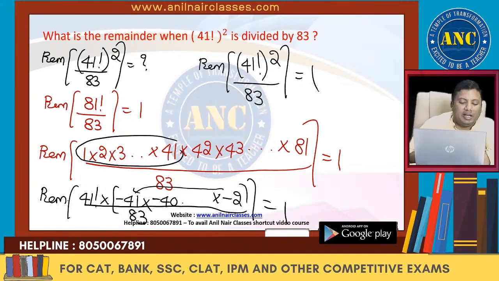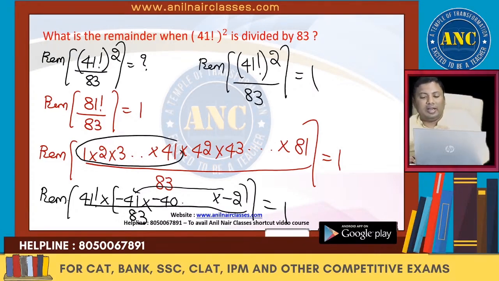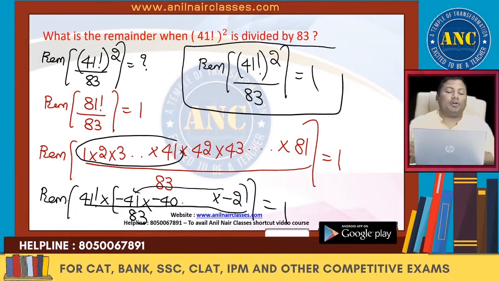I hope the idea is clear. 1 into 2 into 3 till 41 is 41 factorial. 83 ones are 83, minus 41, minus 40, down to minus 2. There are 40 negatives, and the product is nothing but plus. So 41 factorial whole square divided by 83 is nothing but 1. Idea clear? Very, very good question.